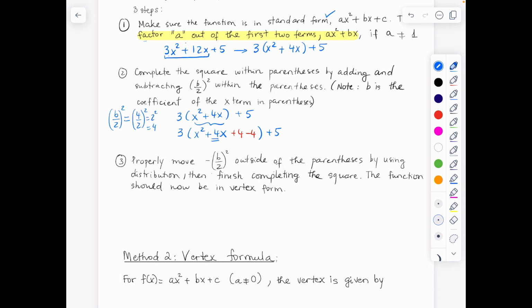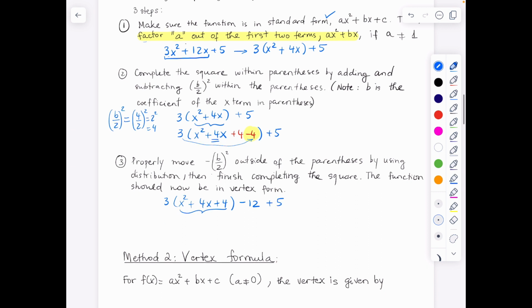Now, step 3, we are going to properly move the minus b over 2 squared, which is this constant here, outside of the parentheses by using distribution. So we are going to distribute with the 3 so we can move it outside of the parentheses. So we have 3 x squared plus 4x plus 4. We'll keep the plus 4 in parentheses. And then the minus 4, when you move it outside, it will become minus 12, since 3 times negative 4 is negative 12. And then bring down the plus 5.